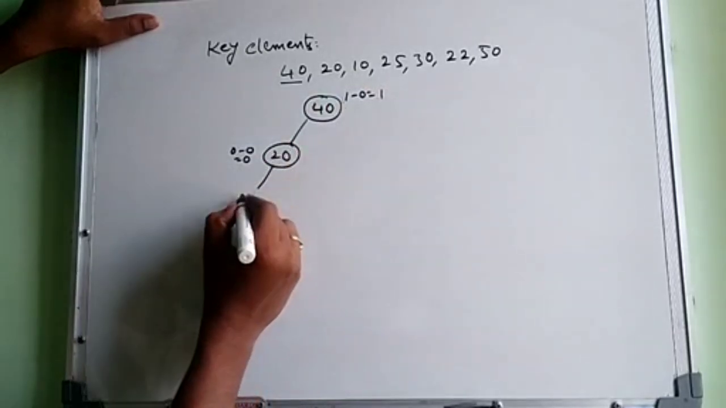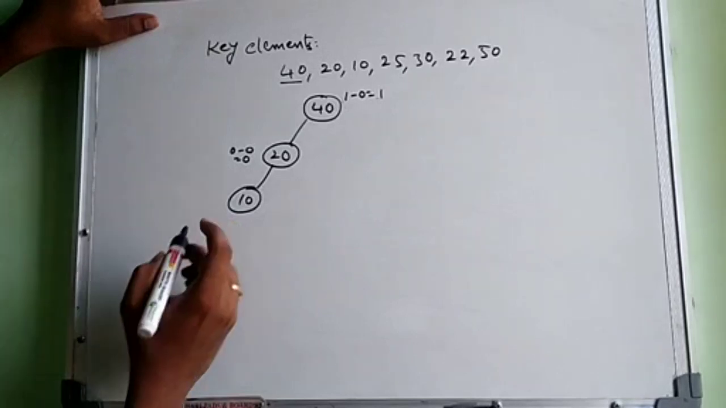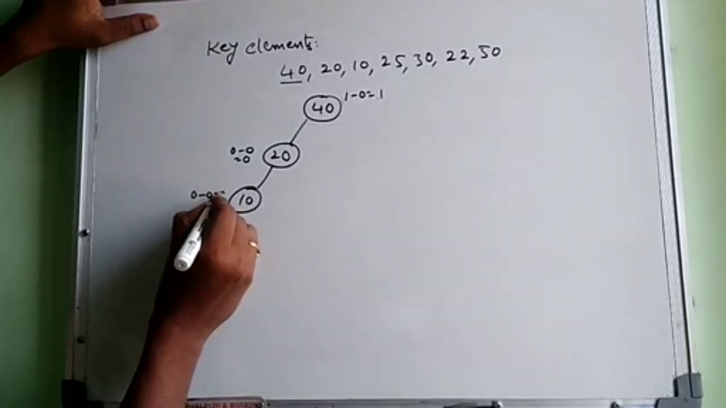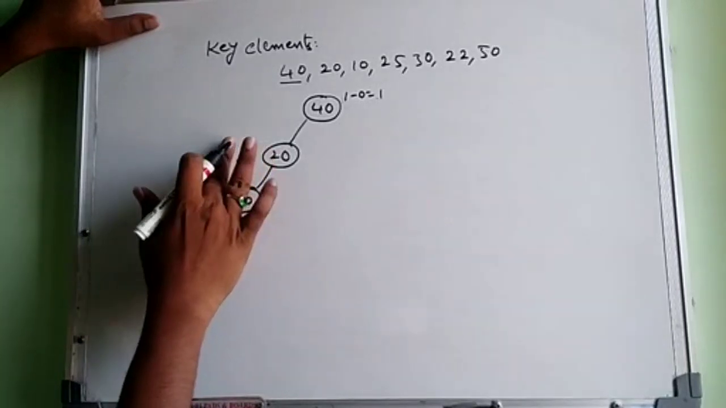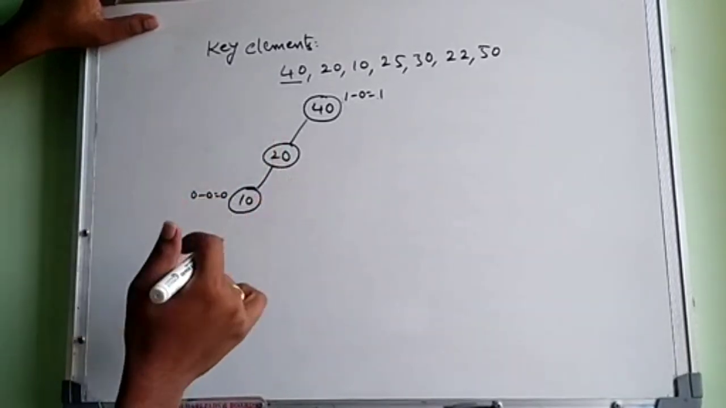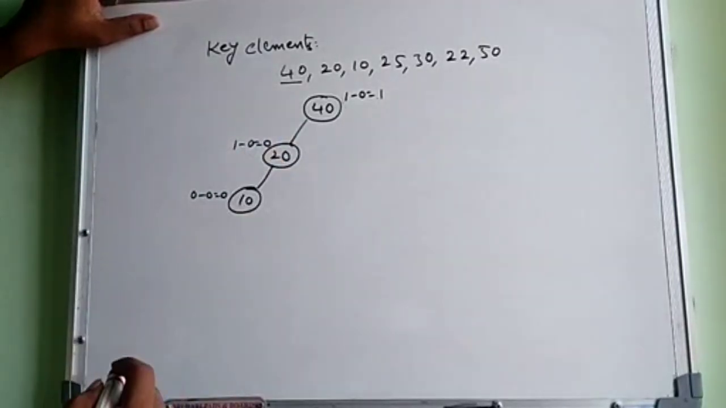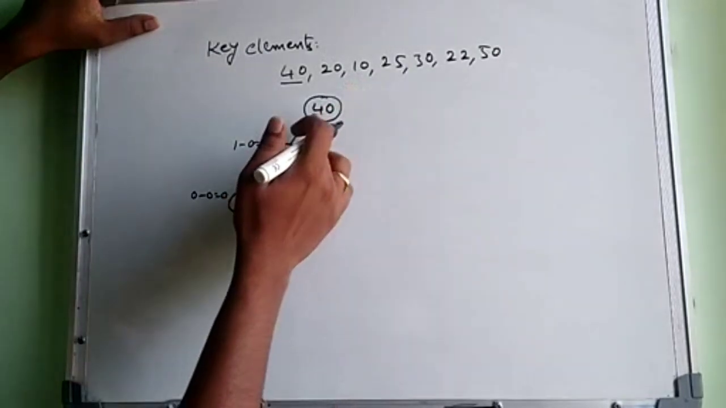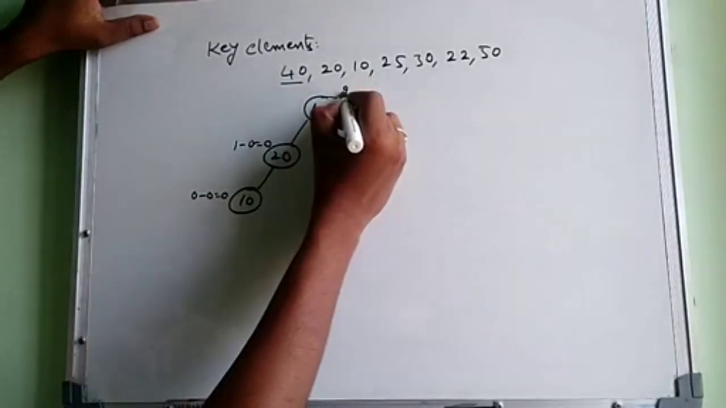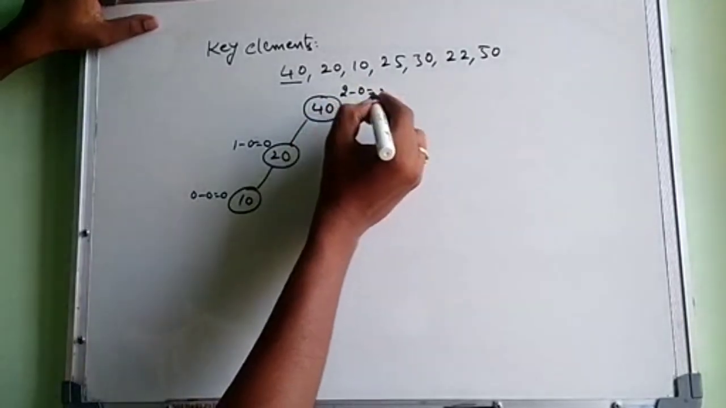Then next, 10 is added. Once 10 is added, the balancing factor of 10 is 0, no left child, no right child. Here 20 has a left side, no right side, so this is 1. Next, 40's balancing factor is changed: 2 on the left side, 0 on the right side, so the balance is 2. So now this is affected.